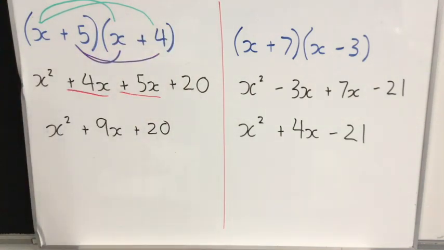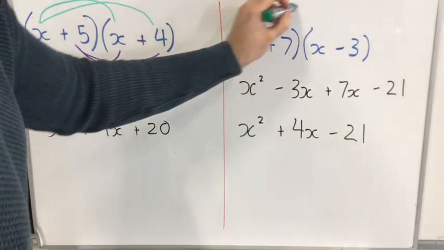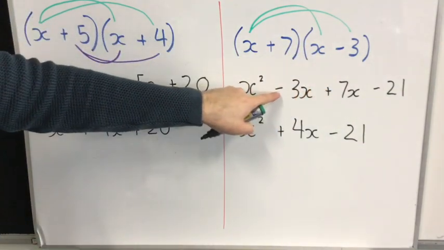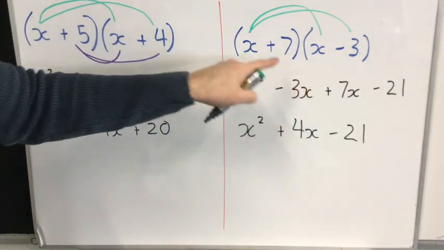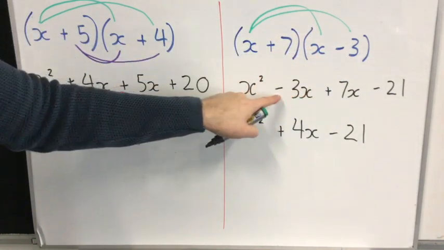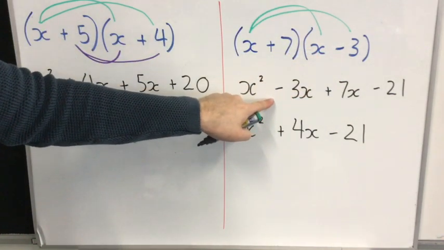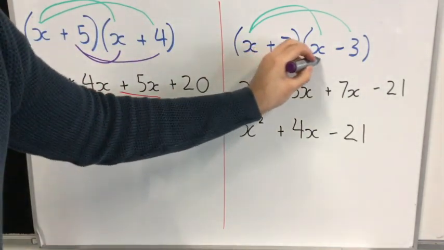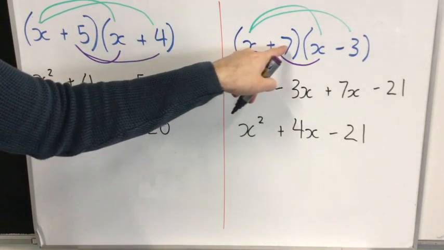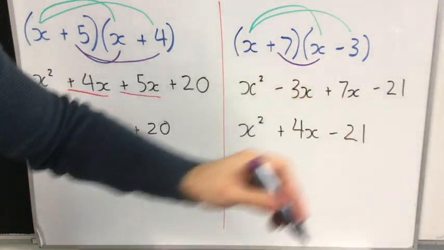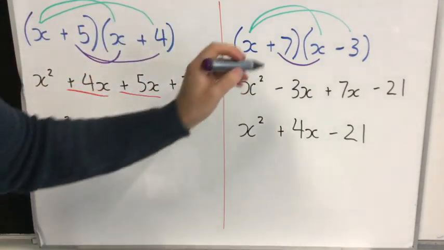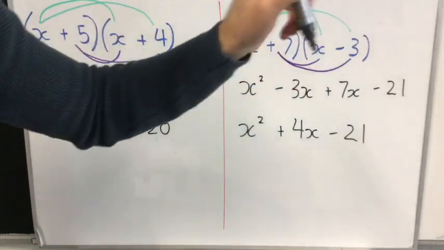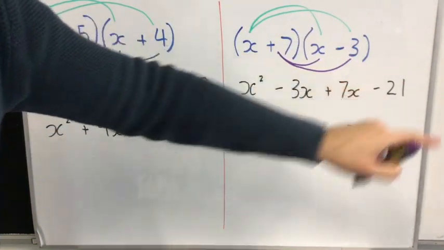On to the other side. X times x, x squared. X times negative 3. Careful, there's a negative here, so this time negative 3x. Because it was x times negative 3. That's where that minus comes from. Minus and negative, they mean the same thing. Positive 7 plus x. Remember that plus belongs to the 7. So plus 7 times x, plus 7x. Plus 7, positive 7, they mean the same thing. Plus 7, negative 3. Times them together. Positive 7 times negative 3, negative 21.